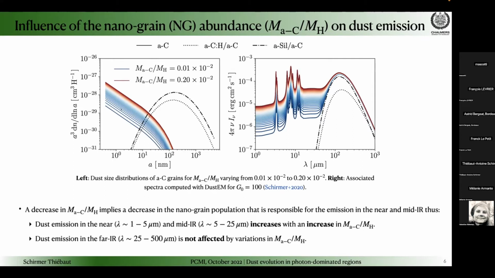So basically, what you see here is when you increase the nanograin abundance, you increase the dust emission in the near infrared, but also in the mid-infrared, and the emission in the far infrared is barely affected, which is normal because nanograins are mostly emitting in the near and mid-infrared. So if you have more nanograins, you will have more emission in the near and mid-infrared.